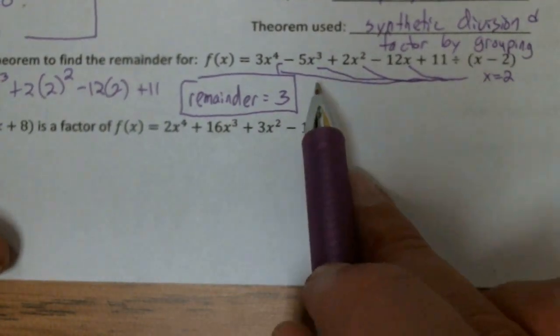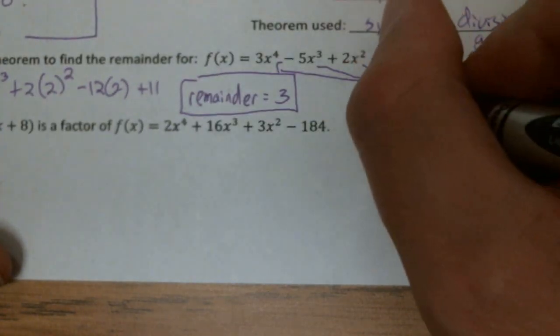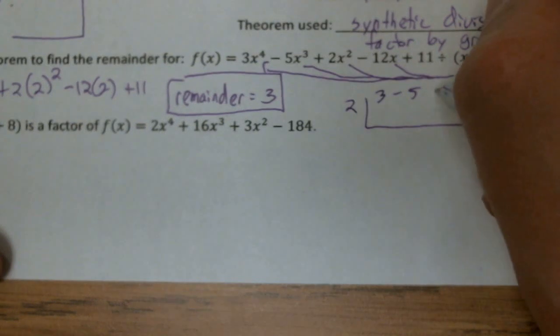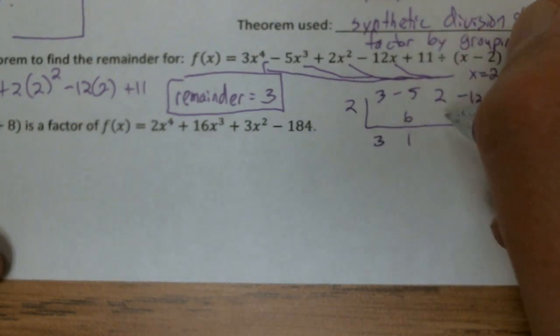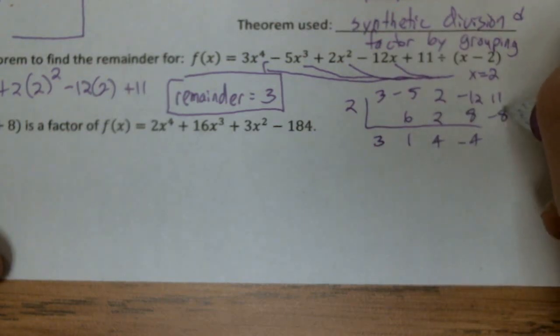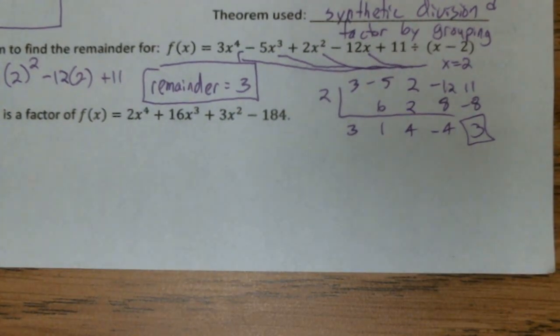So 4, 3, 2, 1, 0. I don't need any placeholders. I'm going to flip the sign. 2, I got 3, negative 5, 2, negative 12, 11. 3, 6, 1, 2, 4, 8, negative 4, negative 8, 3. Bam, there you go. So my remainder is 3.